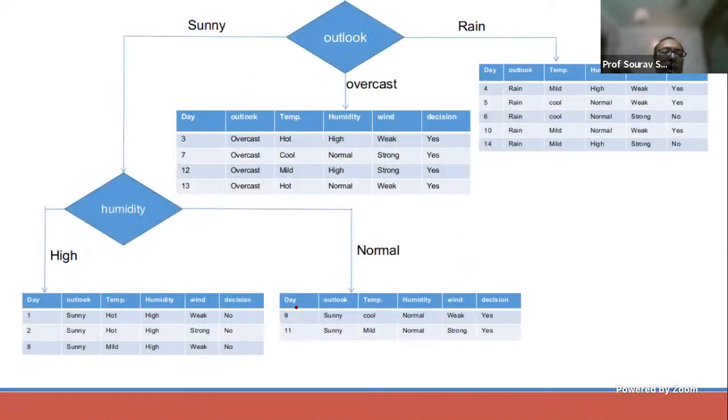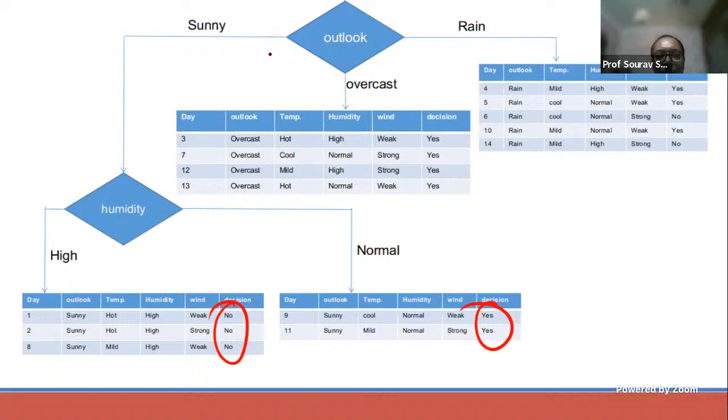So this particular sunny branch gets split based on the humidity. Humidity high, no. Humidity normal, yes. So already I have ensured that there is homogeneity for outlook overcast and outlook sunny through the humidity part. My question to the class: right now, at this particular stage, what is the accuracy of this setup? What is the accuracy of this particular setup at this point in time?